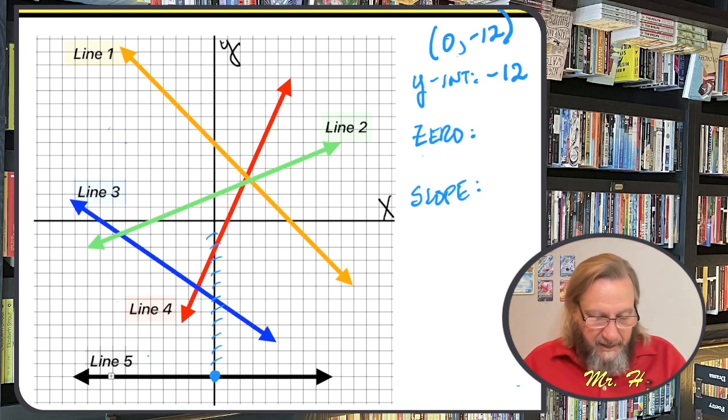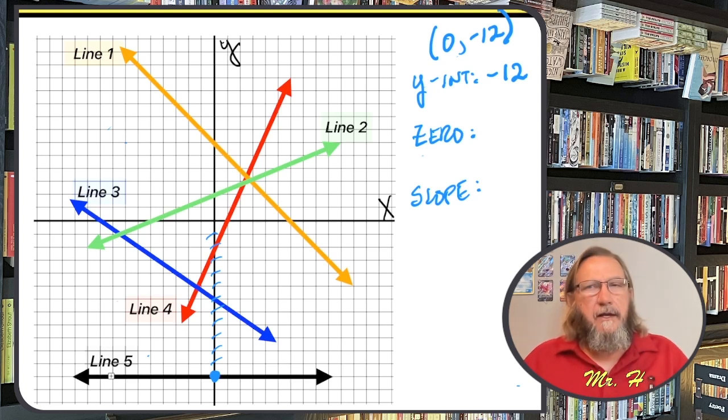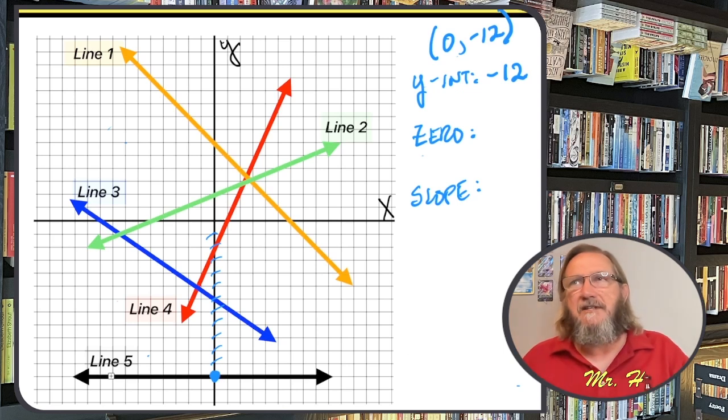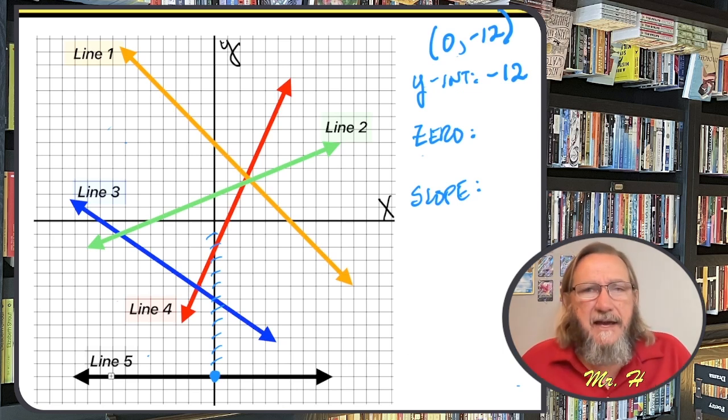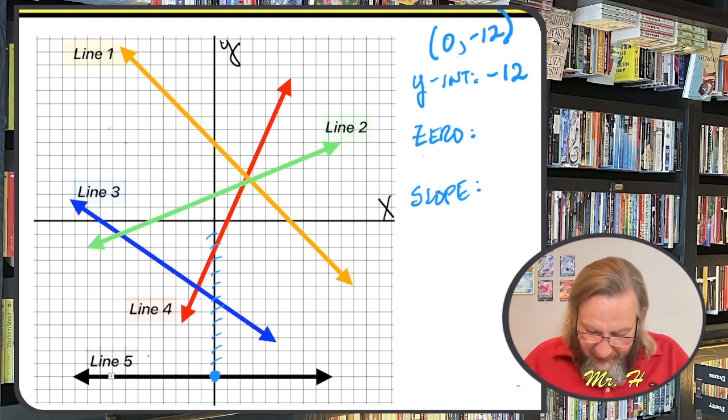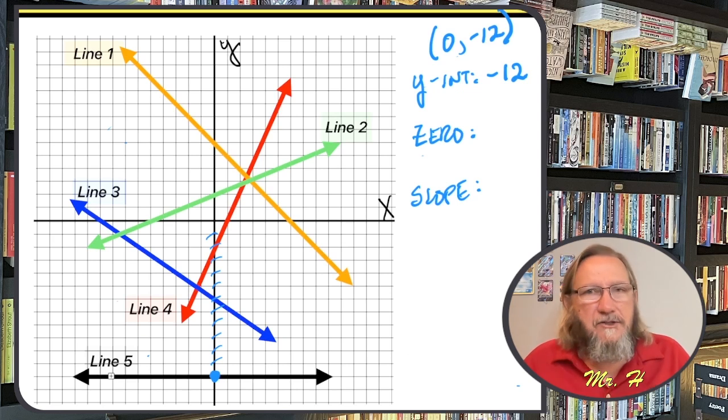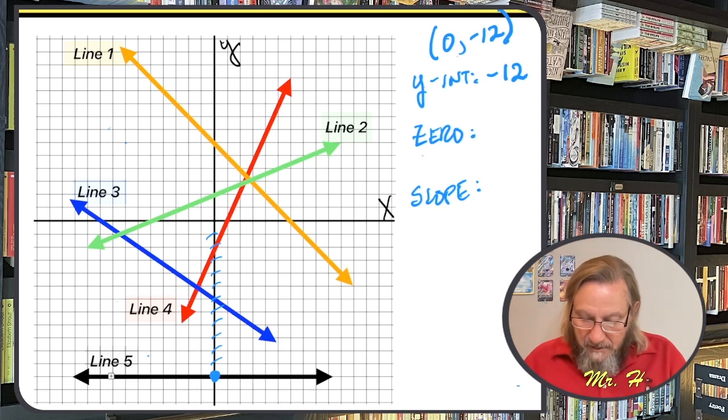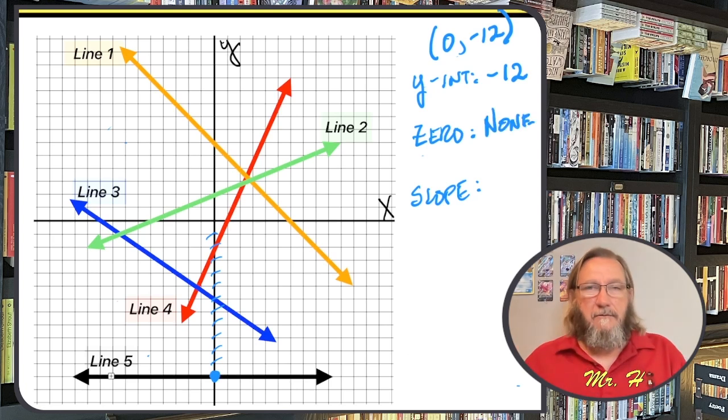Now, the next thing I asked you to find was the 0. And remember, the definition of the 0 is exactly the same as the definition of the x-intercept. That kind of presents a problem, doesn't it, on this guy? Because if you look, that line number 5 is parallel to the x-axis. It's not going to intersect the x-axis. Consequently, there is no 0.